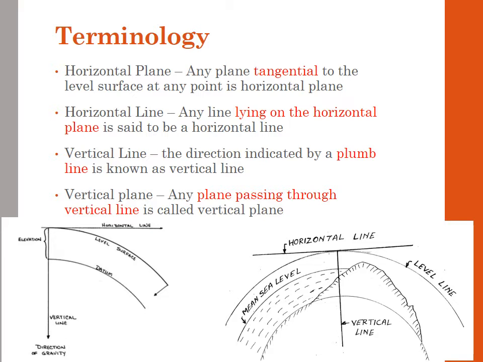The next one is a vertical line. A vertical line is in the direction of gravity. It is also called the plumb line. The plane passing through the vertical line is called the vertical plane. A plane is a two-dimensional figure, and a line is something that connects two points.